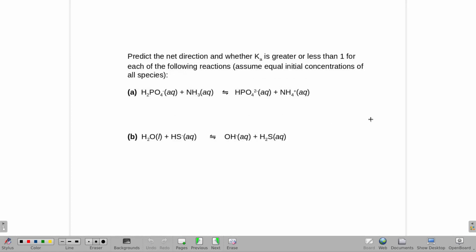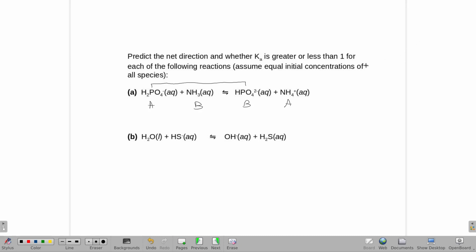Let's see if we can do that on these two. These are slightly different. The bottom one has a similar property because it's got water, but the top one's not. So let's figure out which one's the acid and base, and then figure out if we can tell which direction it's going to go. My first pair is H2PO4 and HPO4. This must be the acid, that must be the base. And the other pair, NH3 and NH4, this is the acid, that's the base.